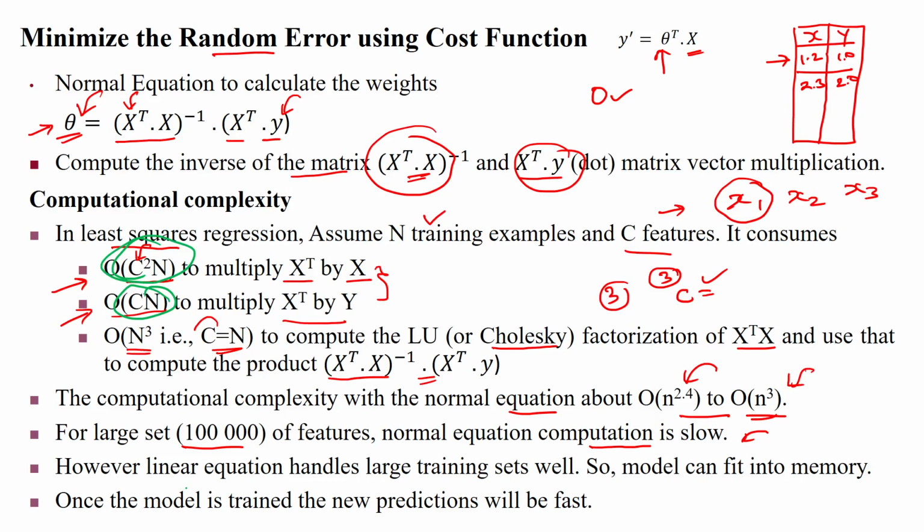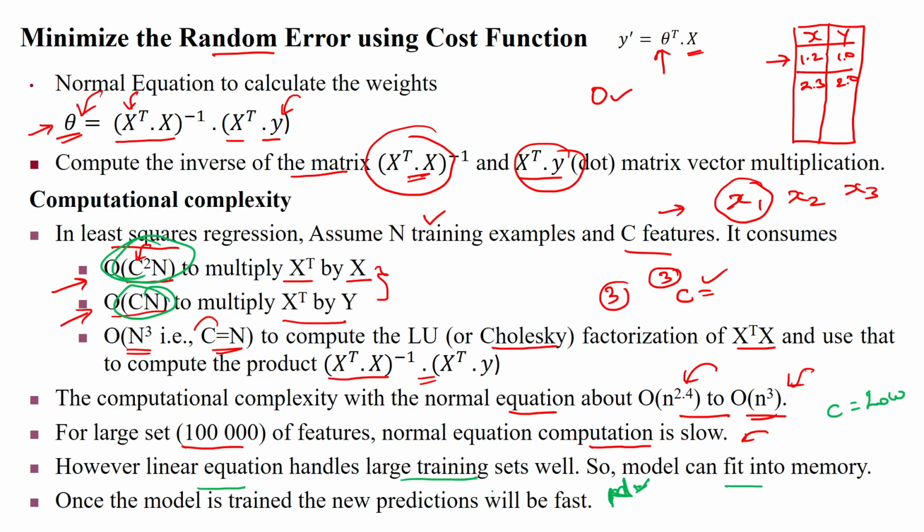However, the linear equation handles large training sets. The number of samples, n, can be a large data set, but the number of features should be low, I mean fewer values, so the model can fit into the memory.